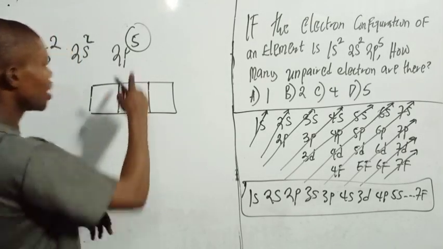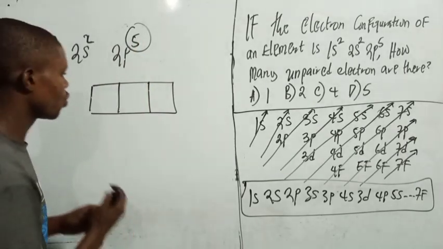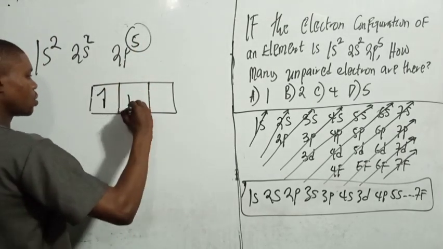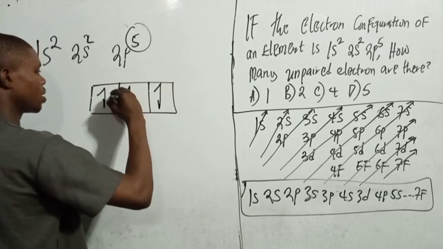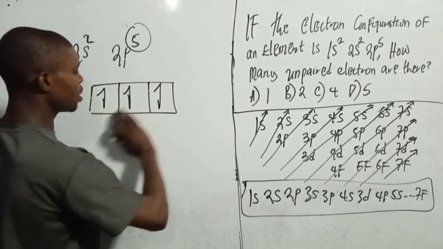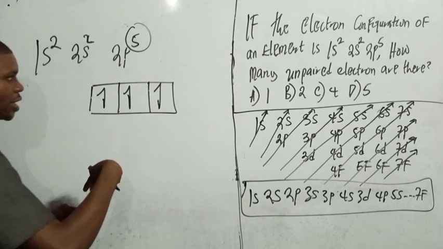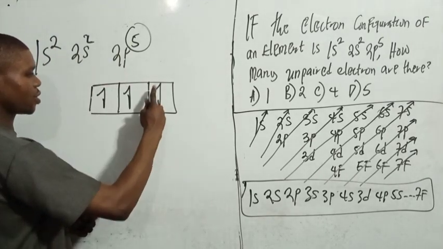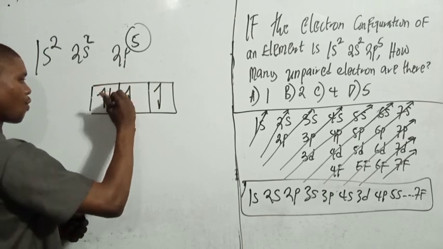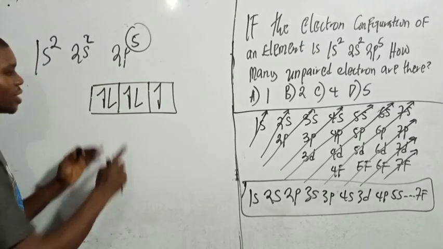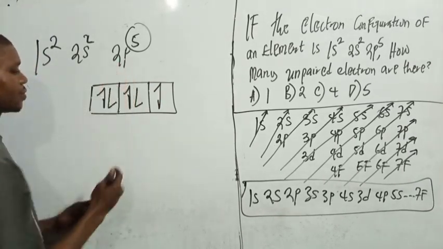So here we have how many electrons? 5 electrons. So 1, 2, 3. Now after spinning everything up, the remaining ones will start spinning down. So 1, 2, 3. Come back again, 4, 5. So this is the orbital diagram for this one here.